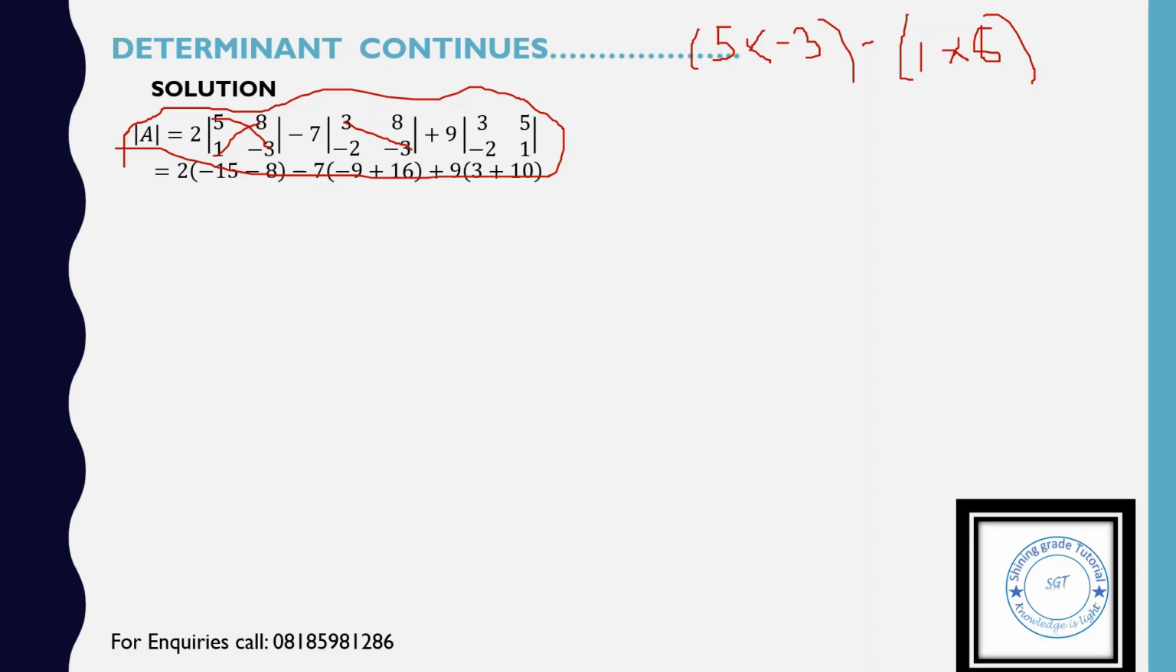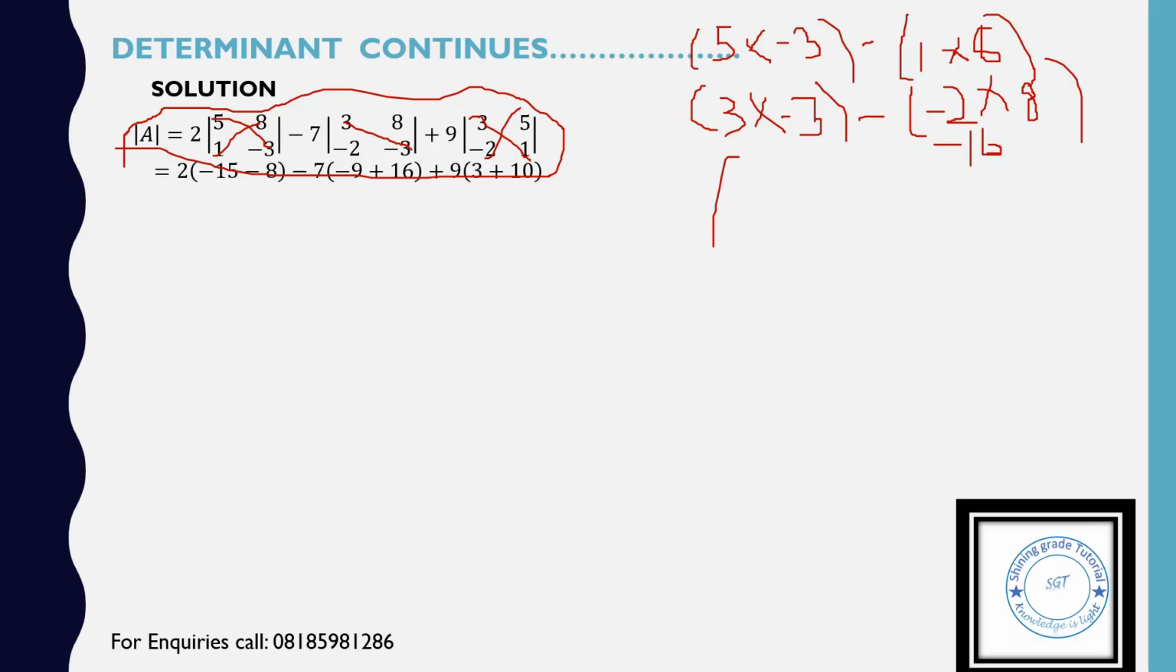For this place we have 3 times minus 3, minus minus 2 times 8. 3 times minus 3 is minus 9, so we have minus 9 here. Minus 2 times 8 is minus 16, and minus times minus gives plus, so plus 16 as shown here. Then plus 9, do the same here as well.